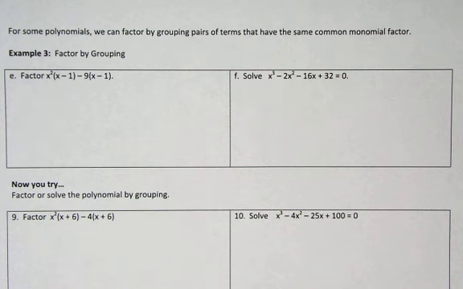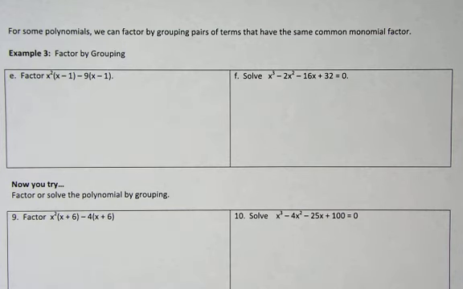Okay, so our last example, example 3, focuses on factoring by grouping. Several of you have already been exposed to what factoring by grouping is, so for some of you, this may be a review. But for some polynomials, we can factor by grouping pairs of terms that have the same common monomial factors. So what does that mean?